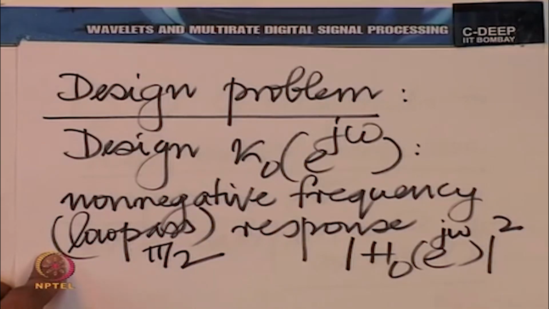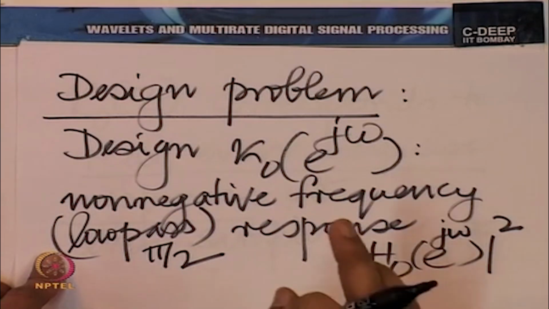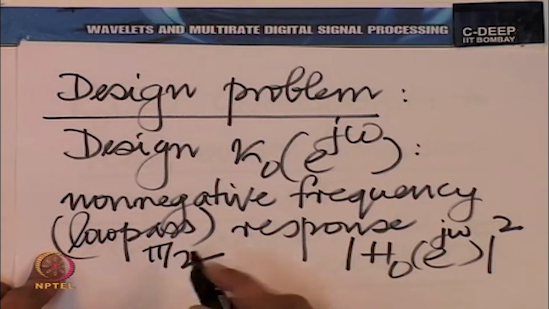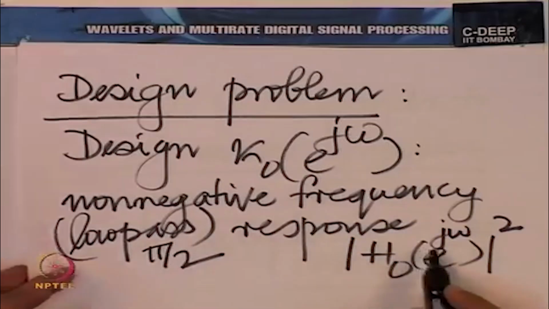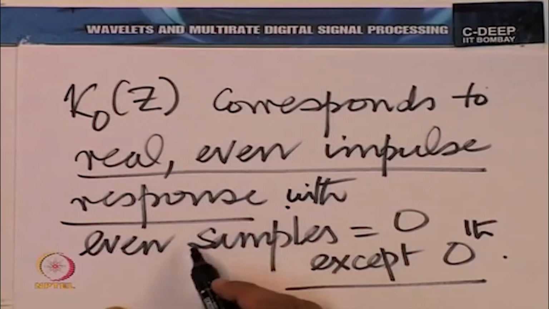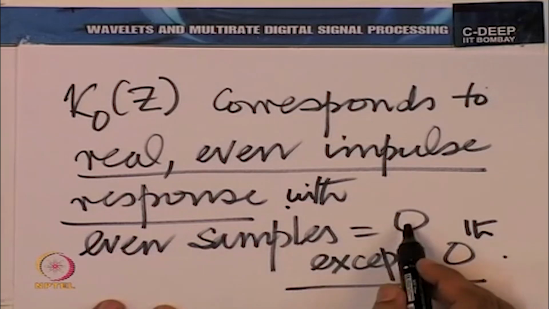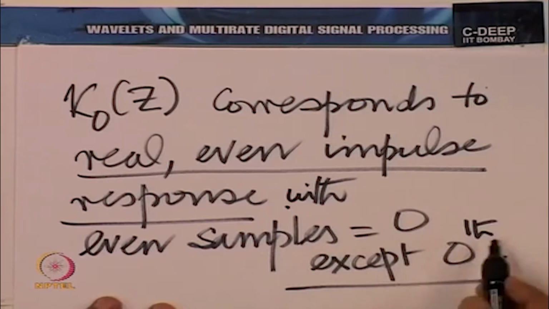So, now we have the design problem very clear. Design an even impulse response, aspiring to be a low pass filter with cutoff pi by 2, non-negative, with the constraint that the even samples of the impulse response are 0 except for the 0th sample. There are many different ways in which one can design finite impulse response filters, and any optimization which allows us to design kappa0 with these constraints is acceptable to design kappa0.